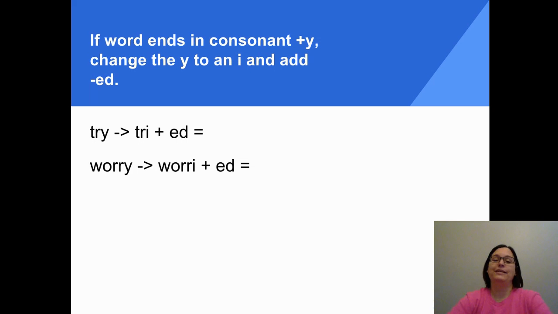Now, this is the second basic rule. If a word ends in a consonant plus Y, remember we talked about consonants before. We did vowels and consonants. Consonants are the ones that are not the vowels. Vowels are A, E, I, O, U. Consonant is every other letter. Now, if you have a consonant plus Y, you change the Y to an I and add ed, just like we have here on the smartboard. We cross off this Y and change it to an I. So if we have try, we change the Y to an I, and then we add ed, which makes it tried. Same with worry. Change the Y to an I and add ed. Worried. So those are the two basic rules.